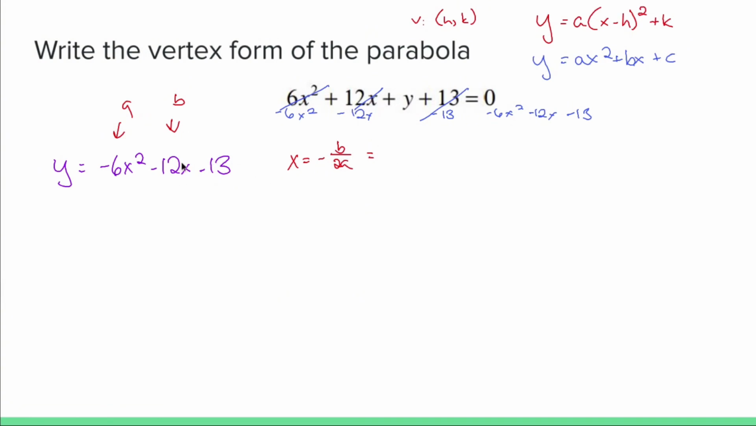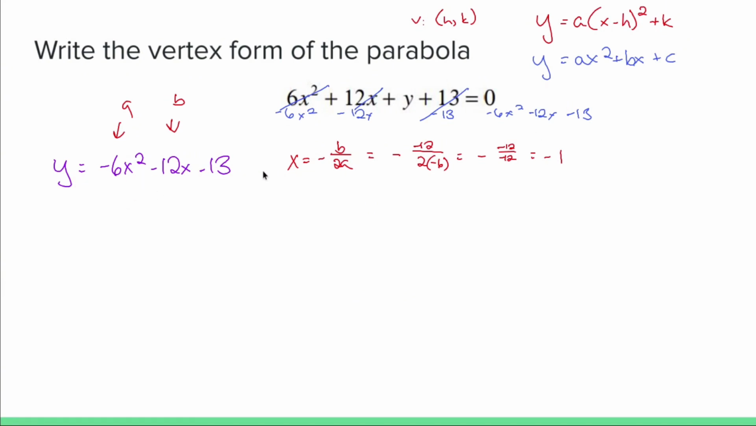So x is going to equal negative 12 over 2 times negative 6, which is going to be negative 12 over negative 12. Ugh. Right? I can handle that. That's just 1. So x is negative 1. So the x value is going to be negative 1.